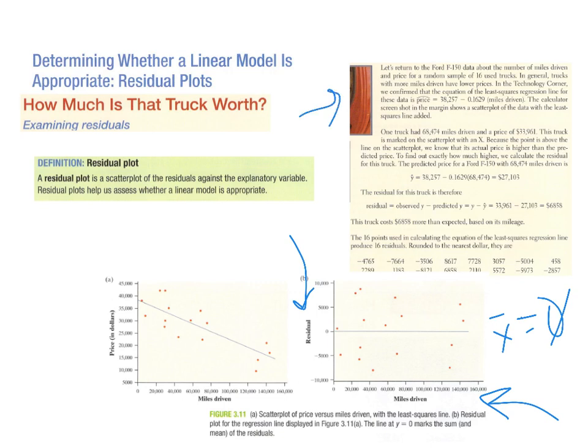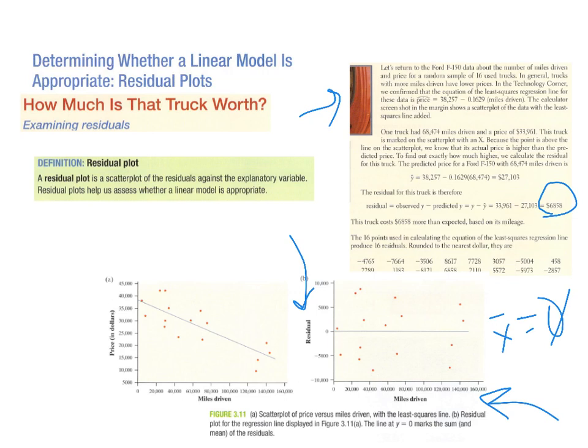So we've got the F-150 data again, okay, and we've got one truck that had 68,474 miles driven and a price of $33,961. Okay, we know that it's higher because this one is above the line. Okay, and we go ahead and calculate our residual, our actual minus predicted, and we get a 6,858. So this truck cost almost $7,000 more than expected based on the mileage. $6,858 more than expected based on the mileage.